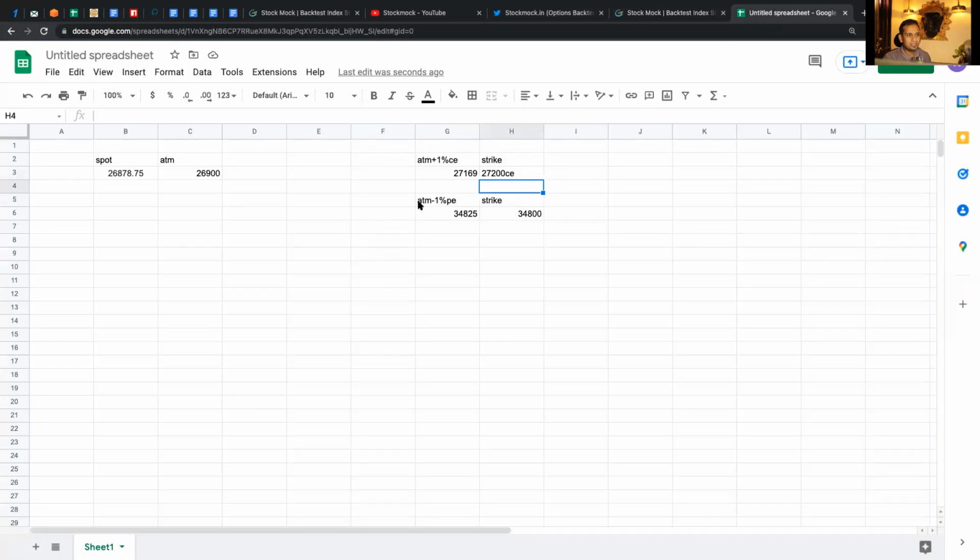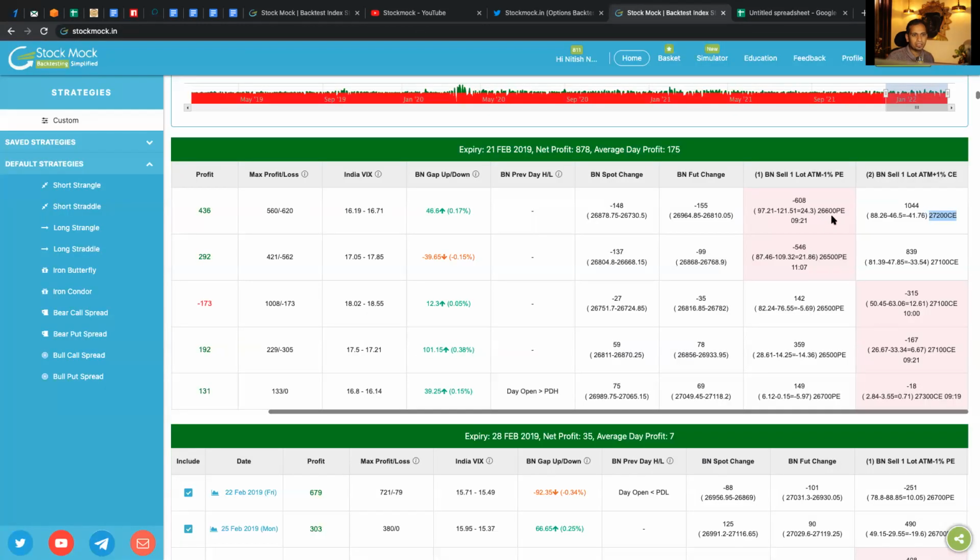Okay. So let's decide for ATM minus 1% put. It will be again the same. This ATM is 26,900, and this turns out to be 1%. So 26,631. So the strike closest to it, in steps of 100, will be 26,600, I believe. Yes. So let's see if this is the put that was chosen. 26,600 put, that's how. So based upon the percentage, whatever the spot price was at 9:19, it will decide the strike 1% away for the call and put.